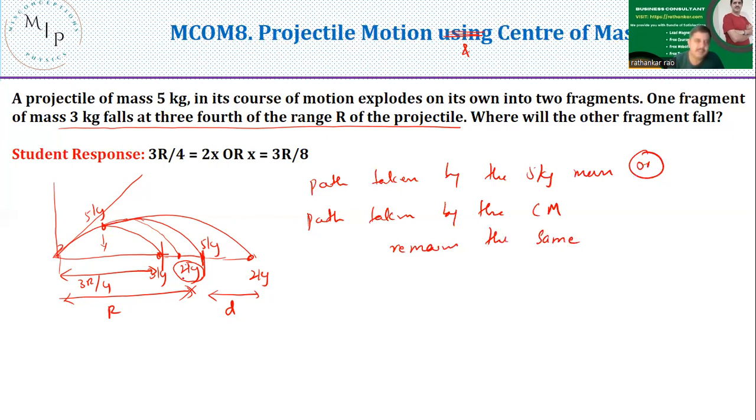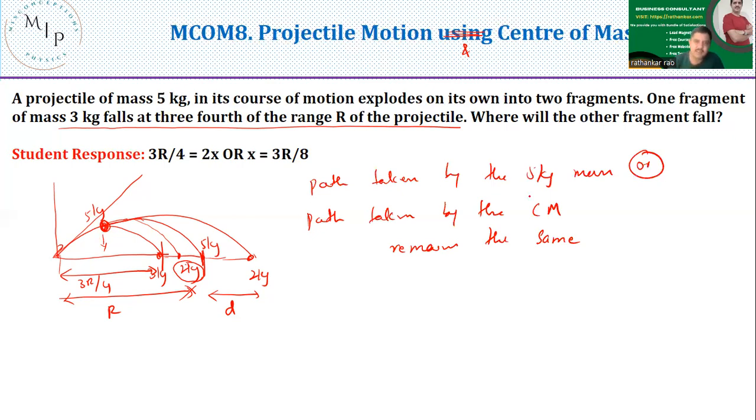Why does it remain the same? Because no other external force is acting. Why did the explosion happen? The explosion happened only because of the internal forces here. Okay, gravity is an external force always. Whether the particles were together or different, gravity is always the same.